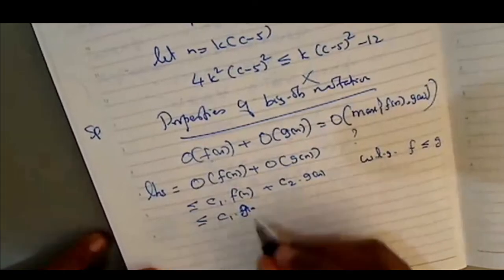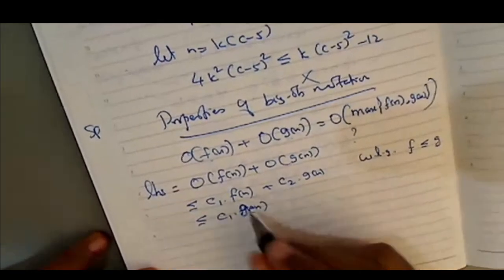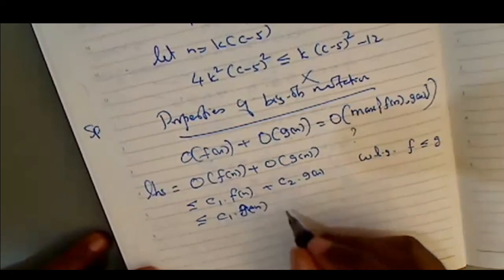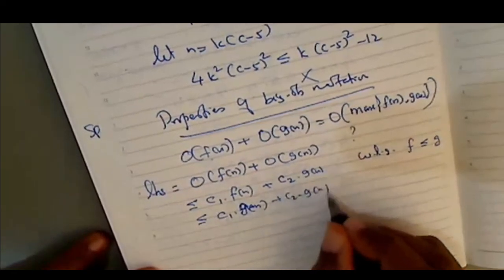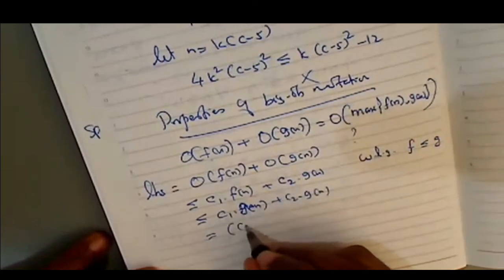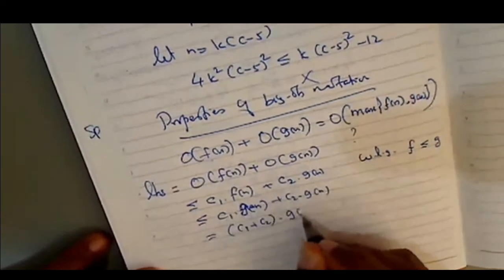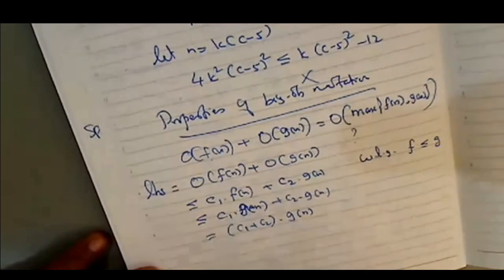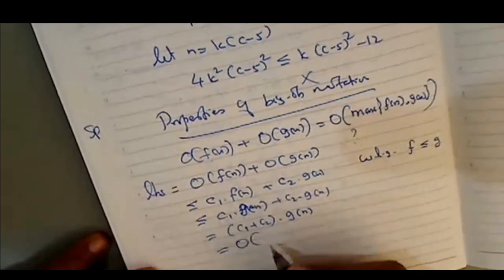Anyway, because we put less than or equal, f of n is less than or equal to g of n. So I can put it with a larger value: C1 into g of n plus C2 into g of n. That is equal to C1 plus C2 into g of n. The C1 plus C2 is again a constant, so constant multiplied by g of n. So that is equal to O of g of n.